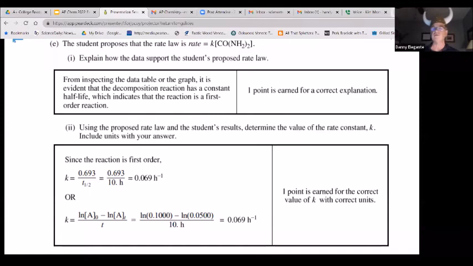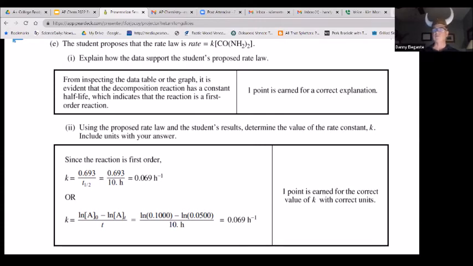But make sure that you knew that it had to be the correct half-life of inverse hours. So you either could have written 0.069 over hours, or you could have written hours to the -1. Either one's okay, as long as you remembered units. So you had to have 0.069 and inverse hours.